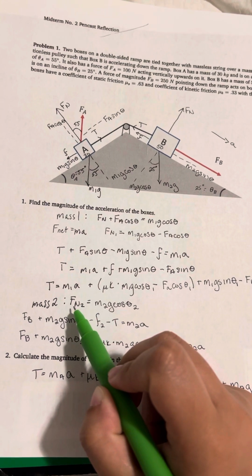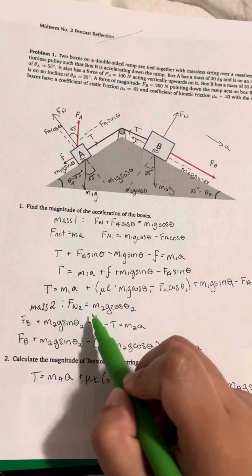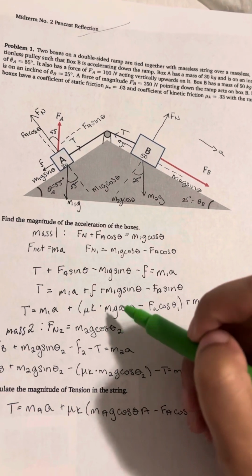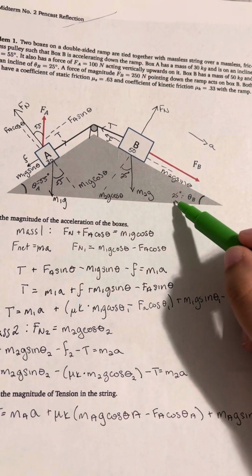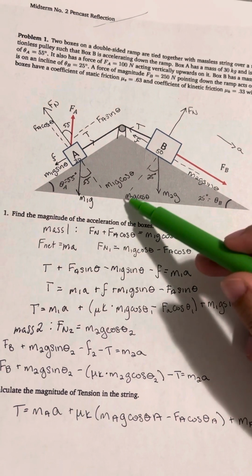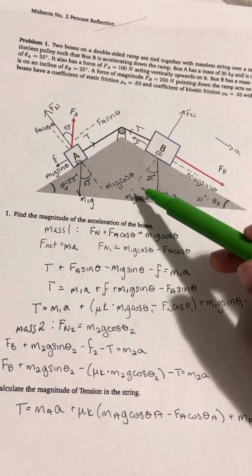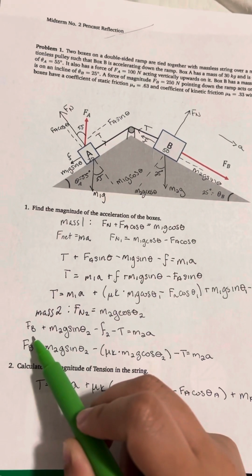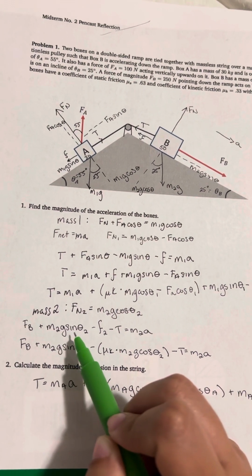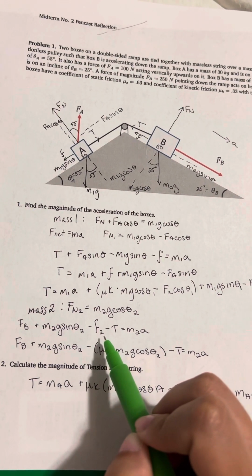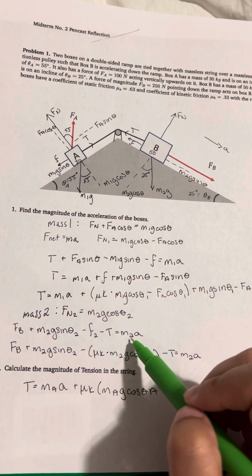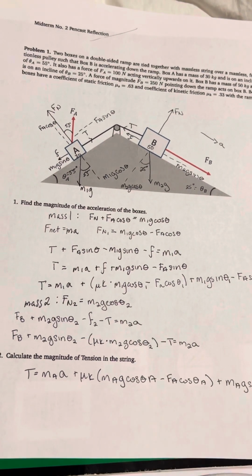We're going to do the same thing. We're going to find F net. So Fn2 equals m2g cosine theta. This 2 is just to indicate which angle we're using, which would be 25 degrees. So we're going to use m2g cosine theta to find F net. So we have Fb plus m2g sine theta minus the friction force minus T, our tension, and we're going to set it equal to m2a, or F net.